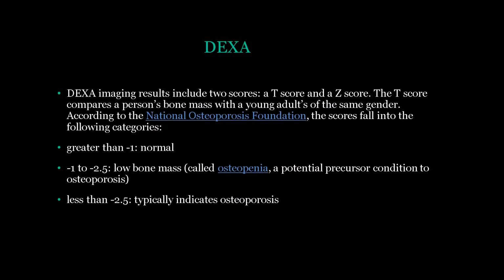DEXA imaging results include two scores, a T-score and a Z-score. The T-score compares a person's bone mass with that of young adults of the same gender. According to the National Osteoporosis Foundation, the scores fall into the following categories: greater than -1 standard deviation, normal; -1 to -2.5 standard deviations is low bone mass, called osteopenia, a potential precursor condition to osteoporosis; and less than -2.5 standard deviations typically indicates osteoporosis.